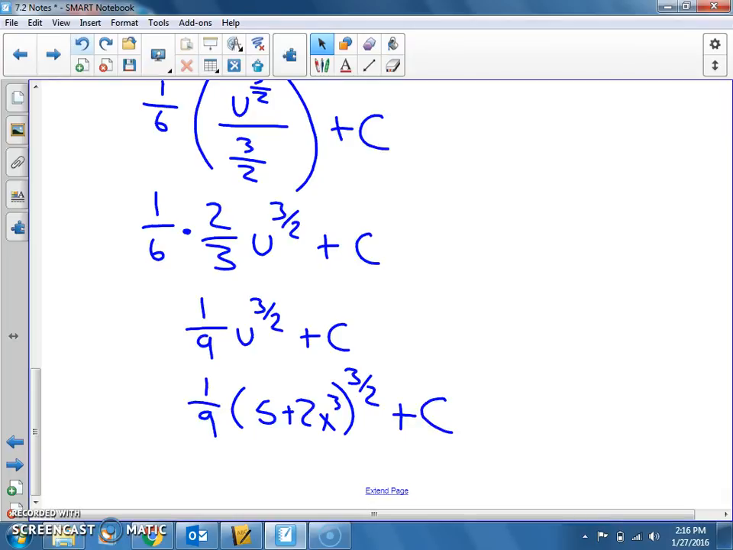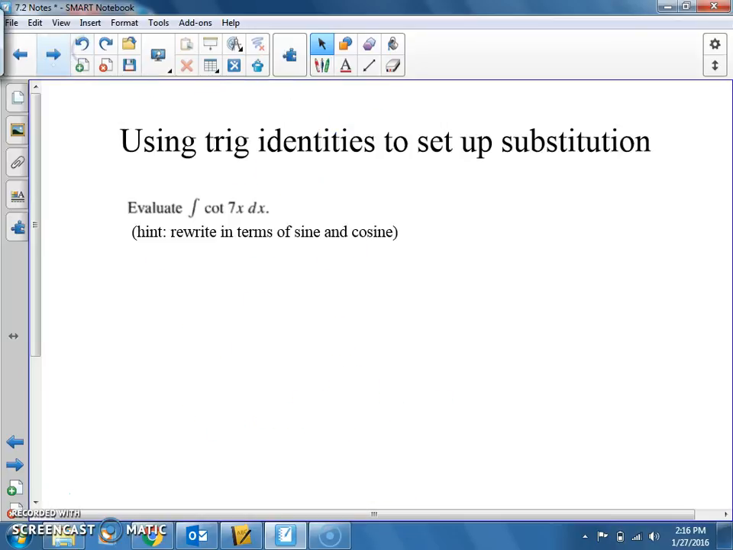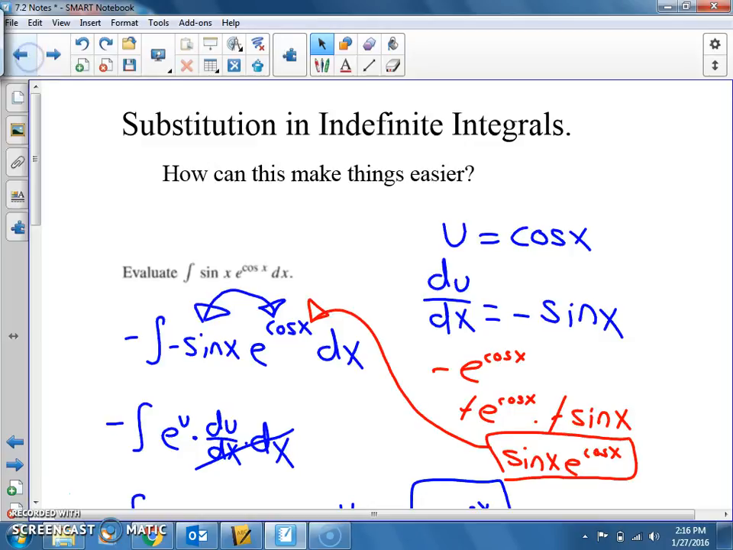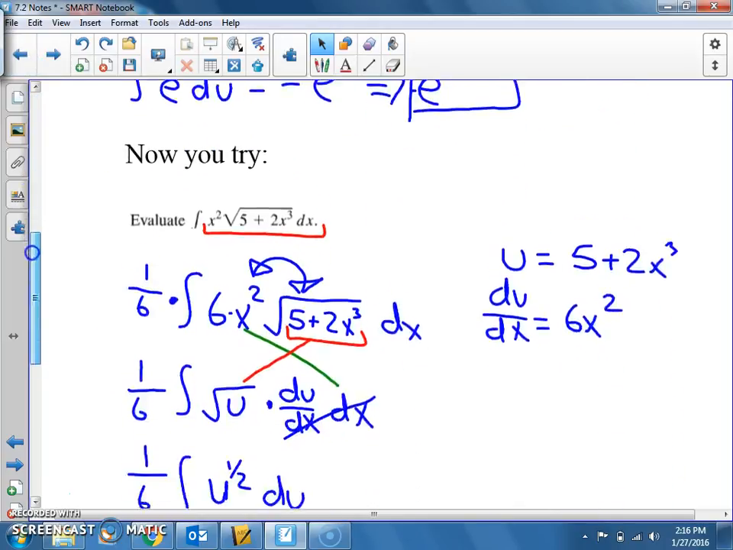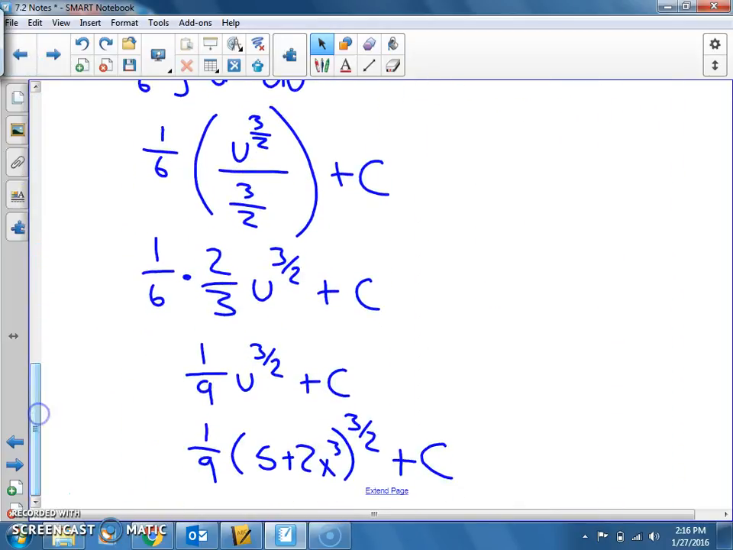Okay, so we should be able to take the derivative and work backwards on that, right? For tomorrow, we have a 7.2 MyMathLab up. If there's any with trig, just ignore them right now. We're going to go over the trig tomorrow, and then we'll go over definite integrals with substitution. All right, see you tomorrow.